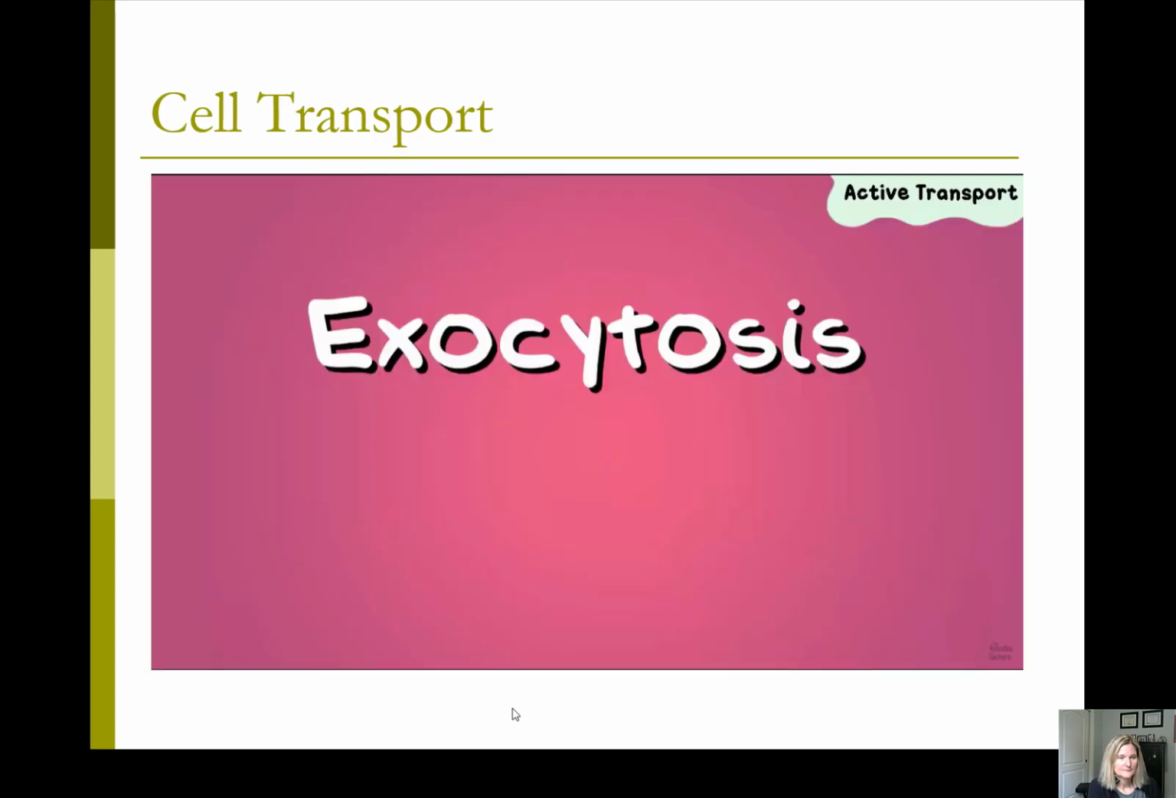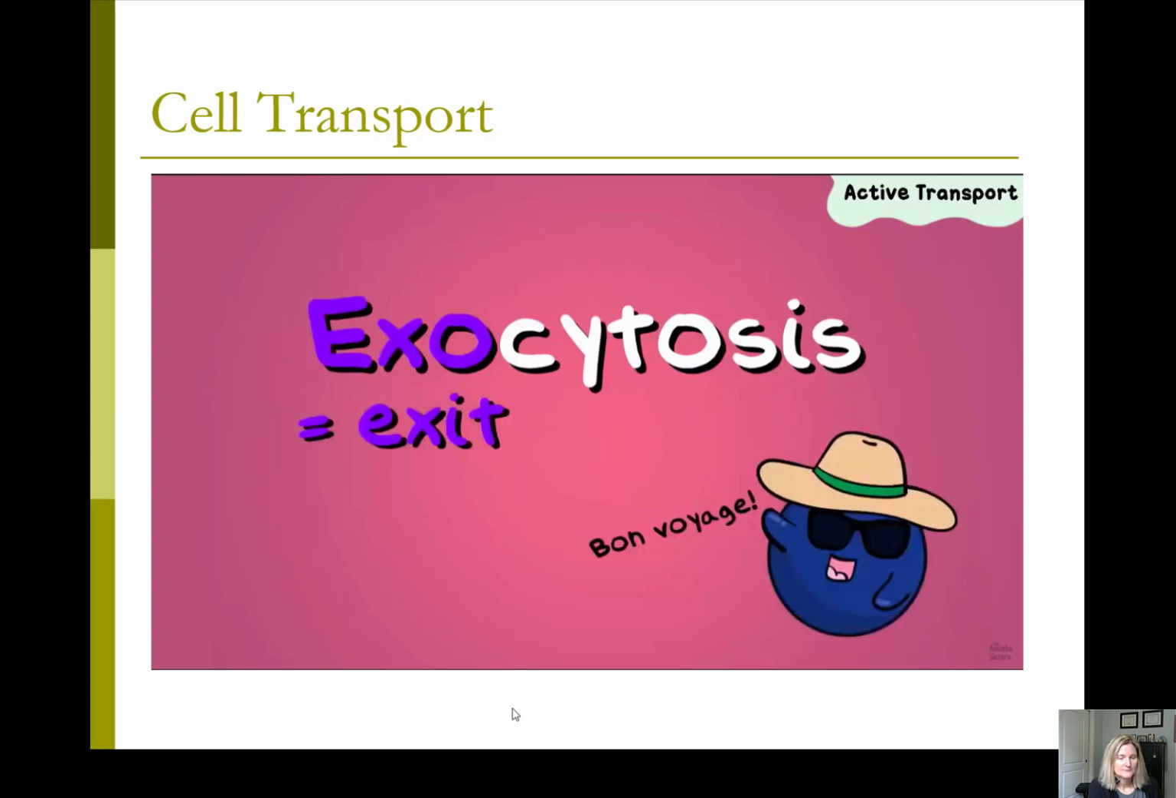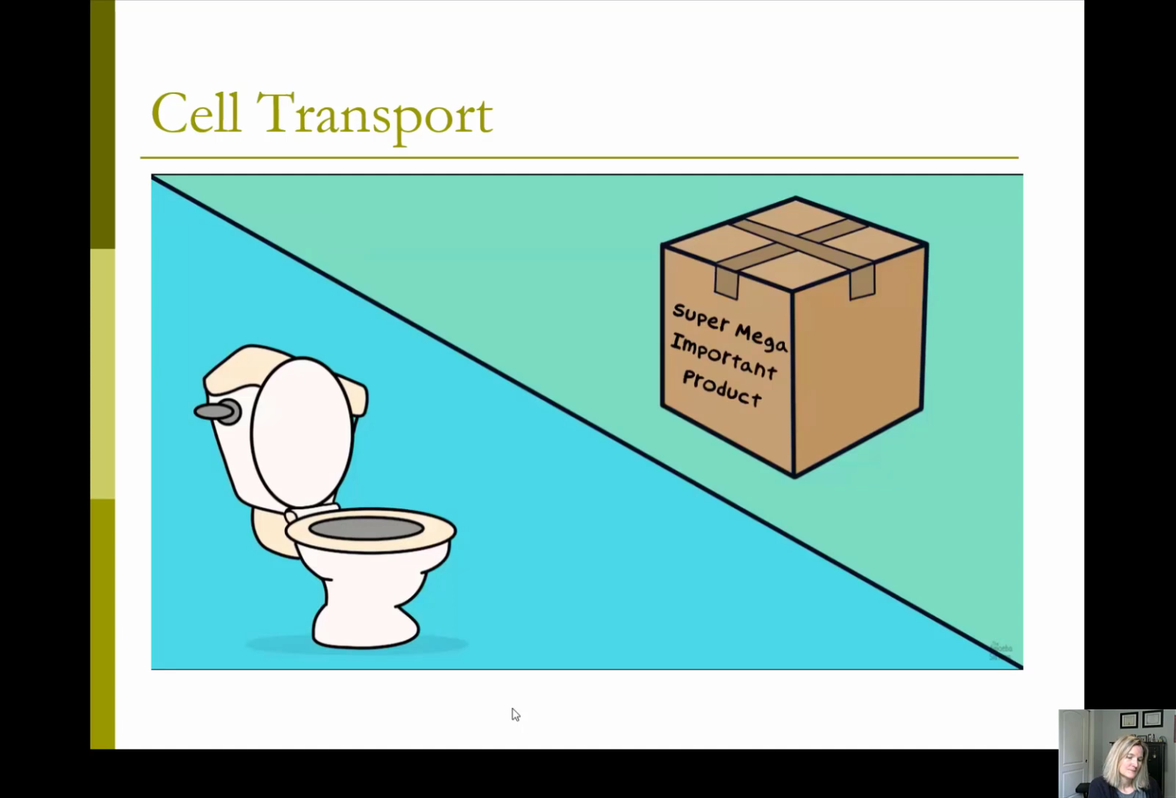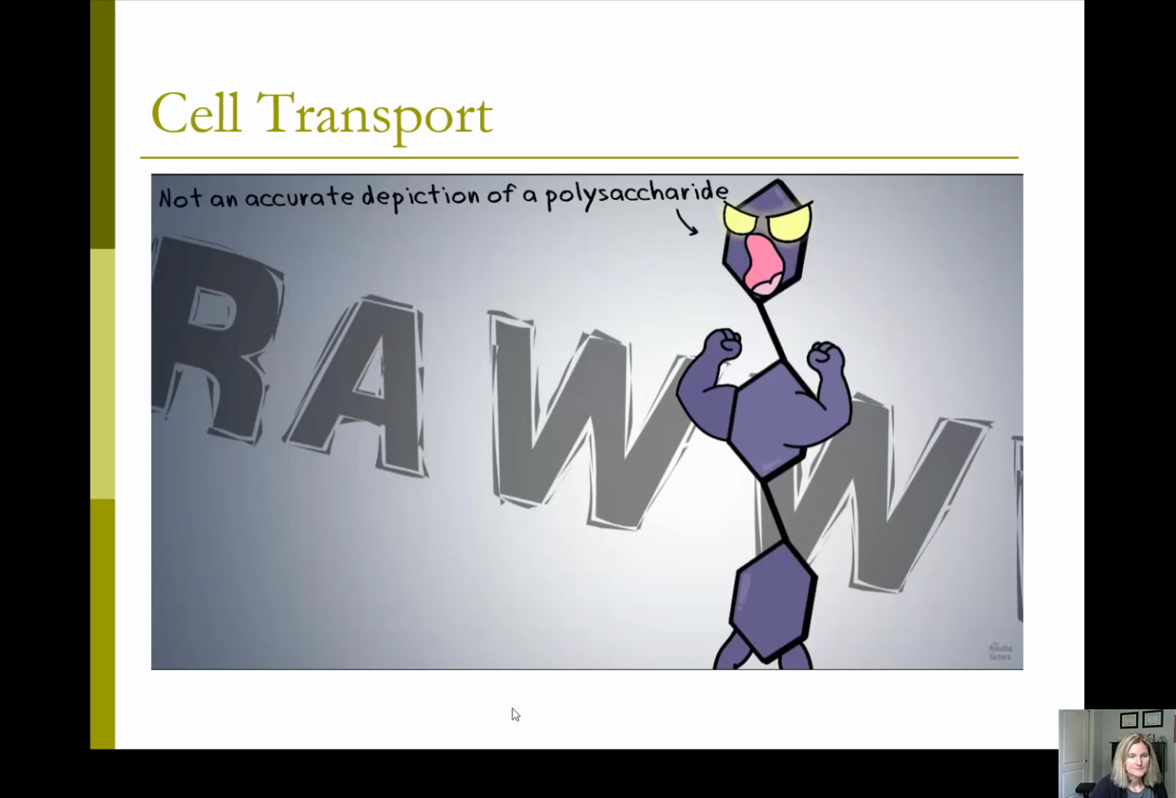Exocytosis is the reverse direction of endocytosis. Think exo and exit, they sound very similar too. Exocytosis can be used to get rid of cell waste, but it's also really important for getting valuable materials out that the cell has made. Want a cool example? Well, think back to those polysaccharides.